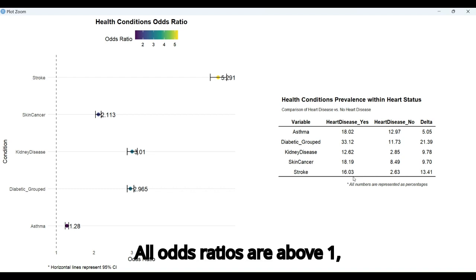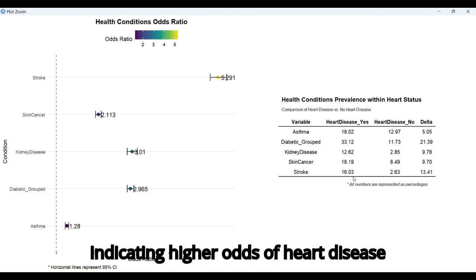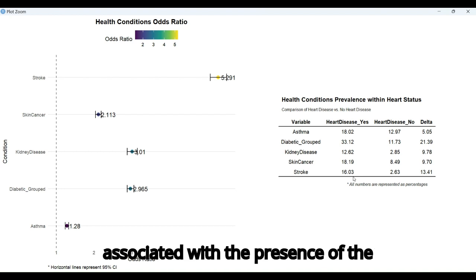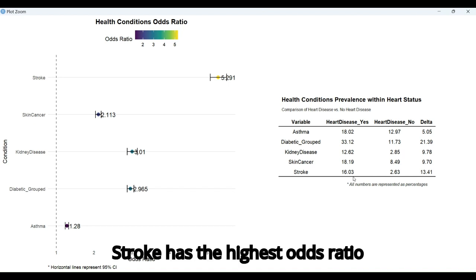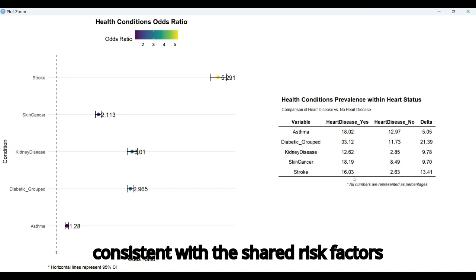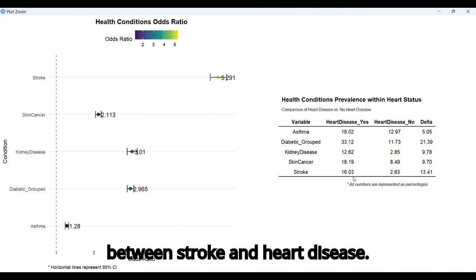All odds ratios are above 1, indicating higher odds of heart disease associated with the presence of the predictor. This trend is also reflected in the positive deltas in the prevalence table. Stroke has the highest odds ratio, consistent with the shared risk factors between stroke and heart disease.